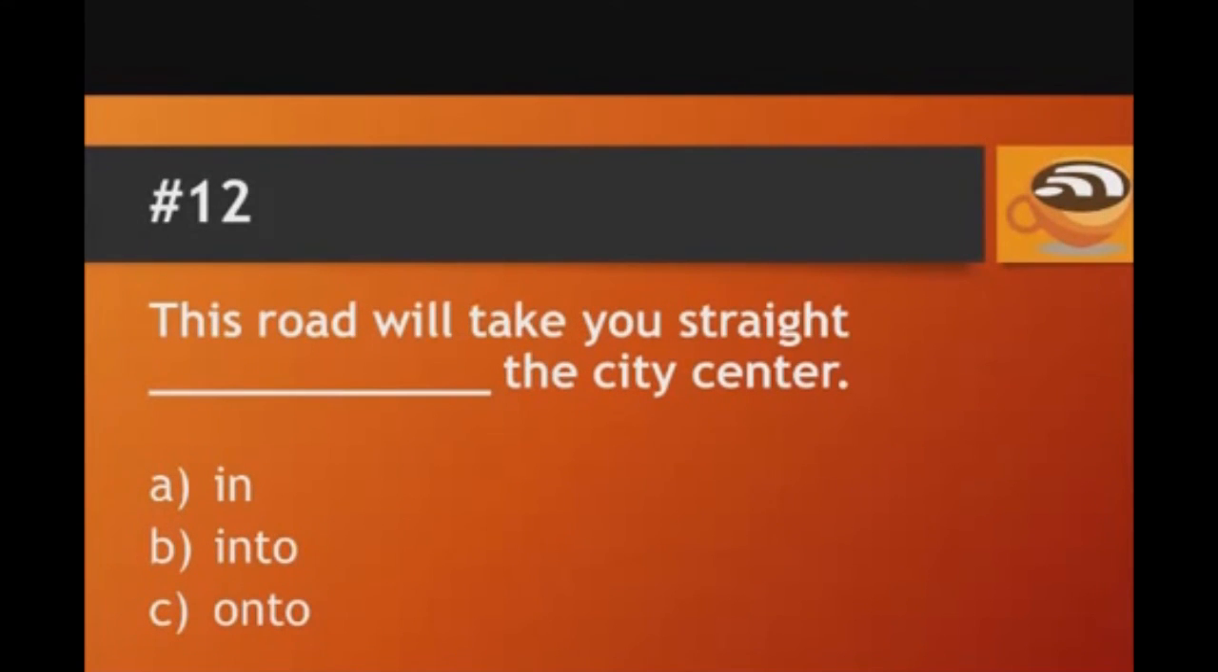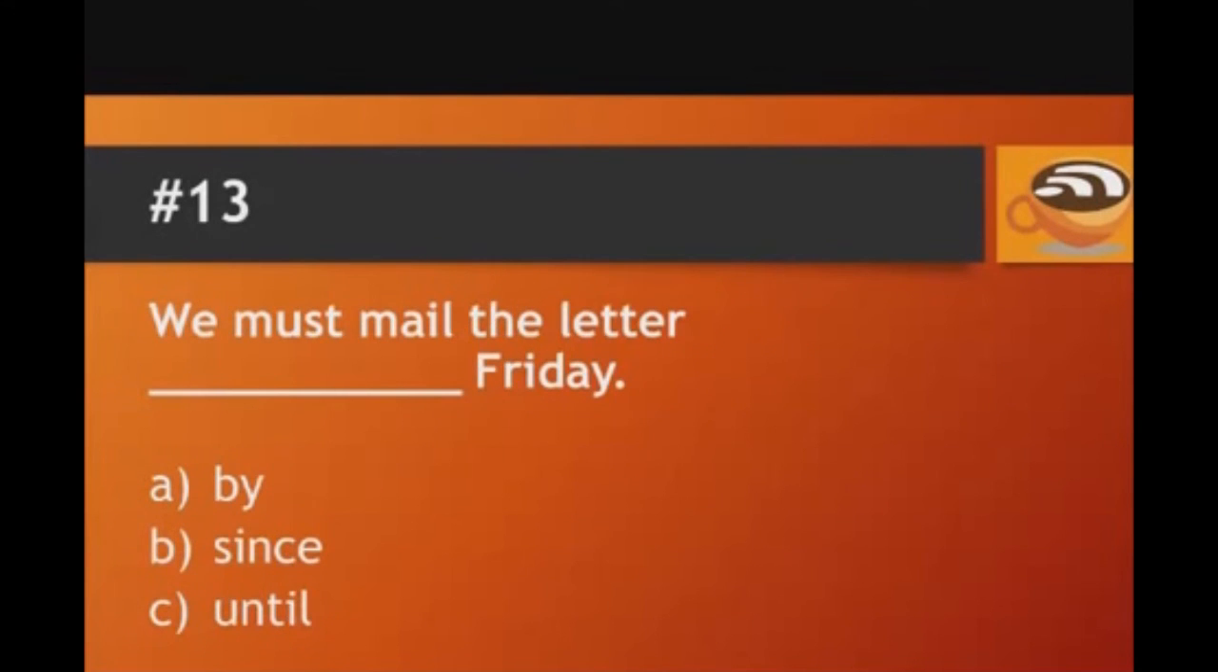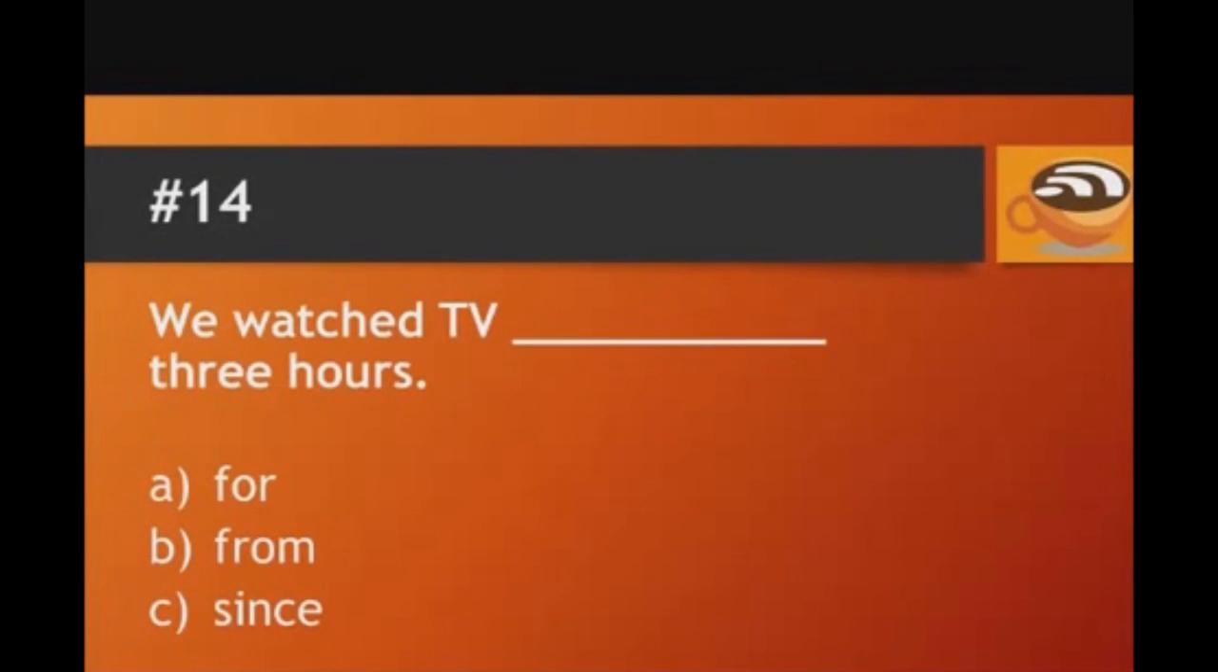Number 12. This road will take you straight in, into, or onto the city center. The correct answer is into. This road will take you straight into the city center. Number 13. We must mail the letter by, since, or until Friday. The correct answer is by. We must mail the letter by Friday. Number 14. We watch TV for, from, or since 3 hours. The correct answer is for. We watch TV for 3 hours.